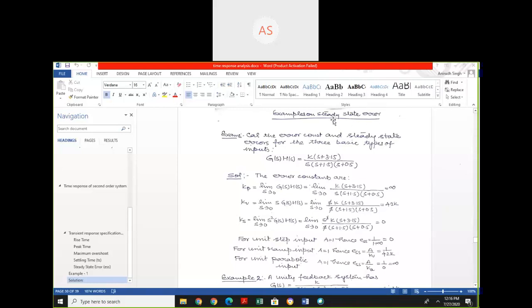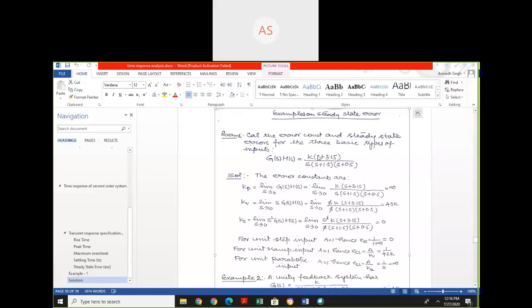Last time we were discussing transient state and steady state error. How can we calculate steady state error, or how can we calculate transient response? We were studying this topic last time. Now we will solve some numericals on steady state error and transient error. First question is: calculate the error constant and steady state error for three basic types of input.